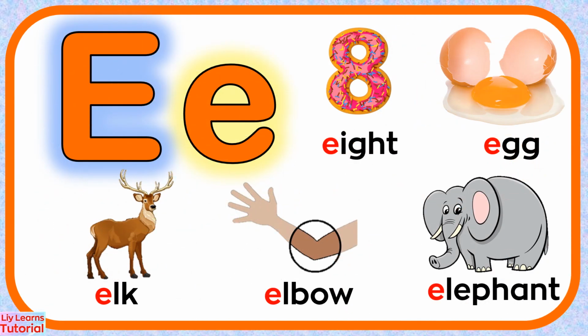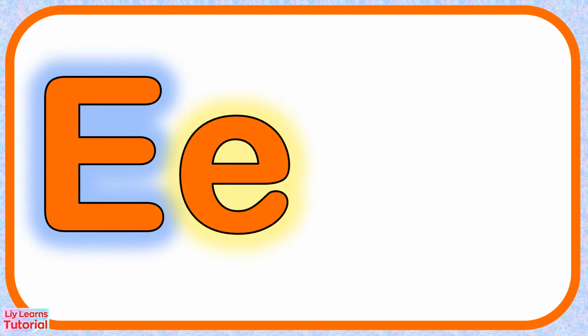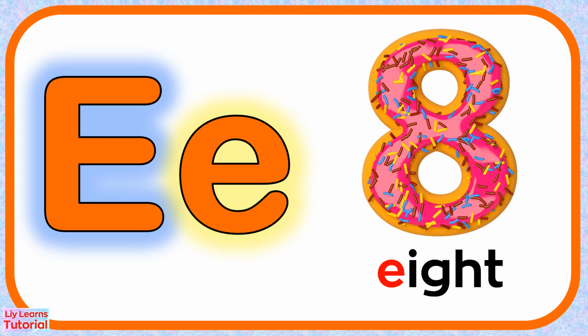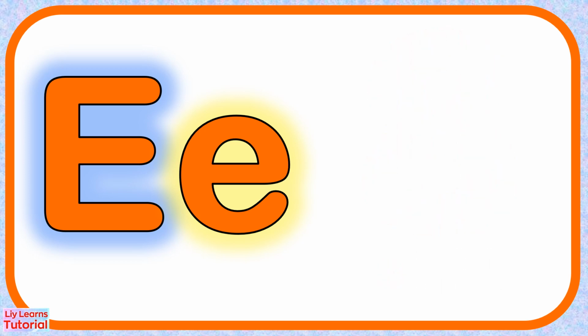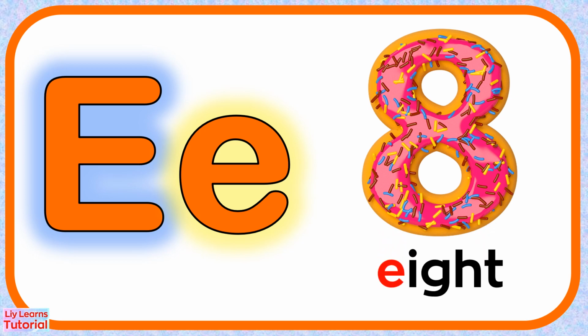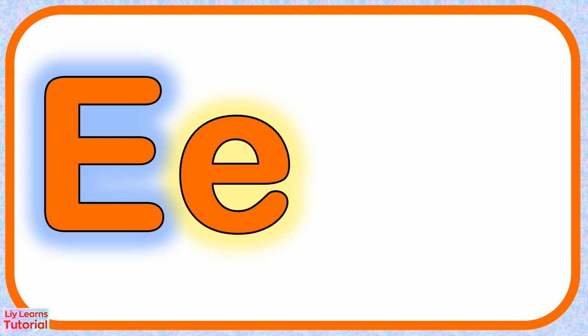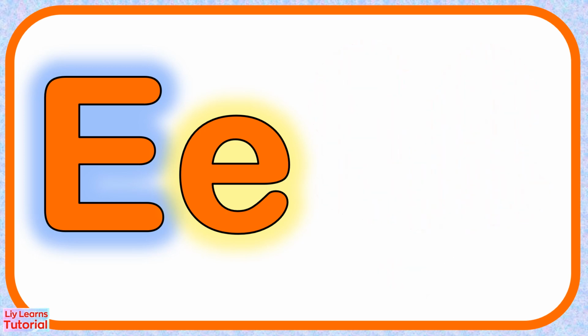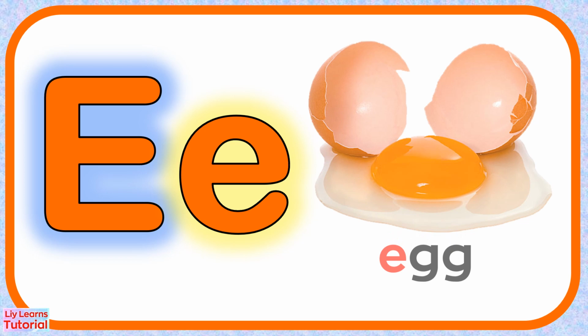Let's study the different vocabulary words with initial eh sound. Eh, eight. Eh, eight. Eh, egg. Eh, egg.